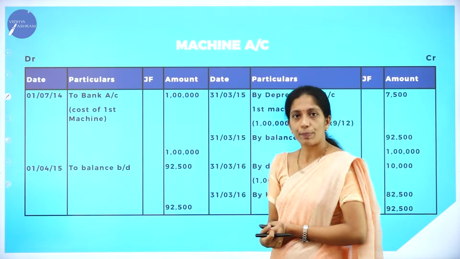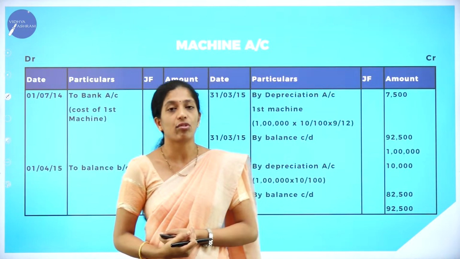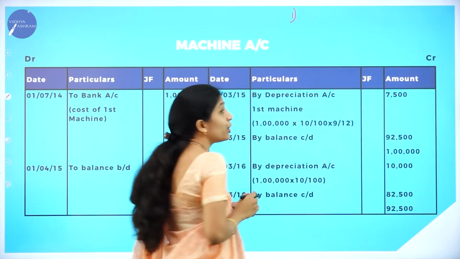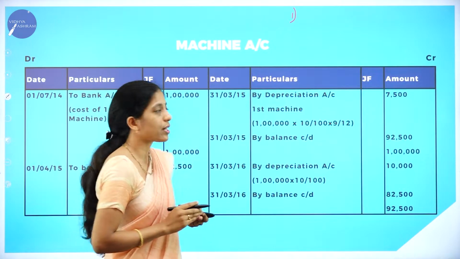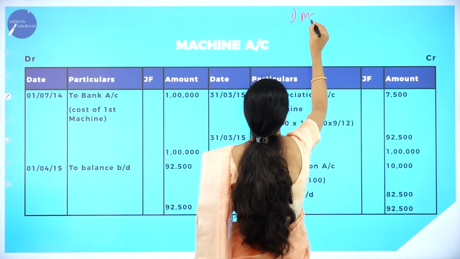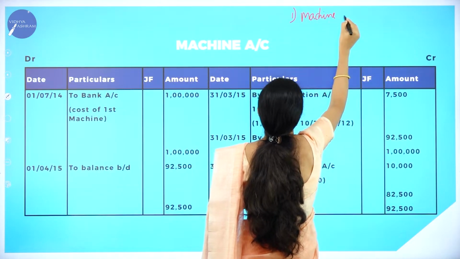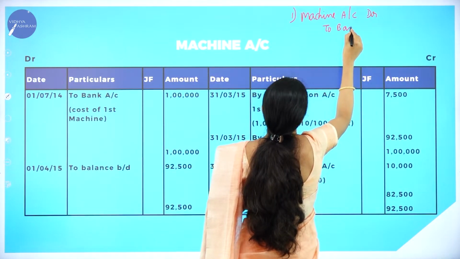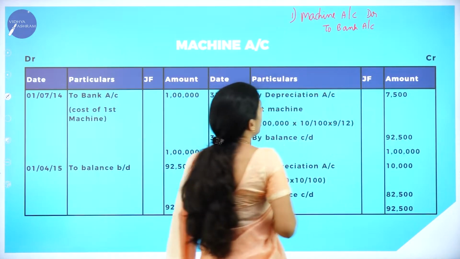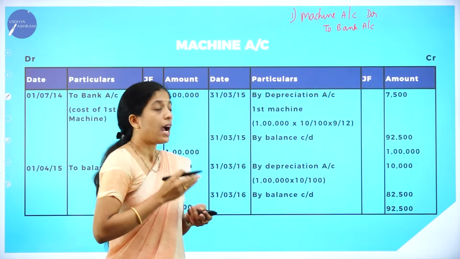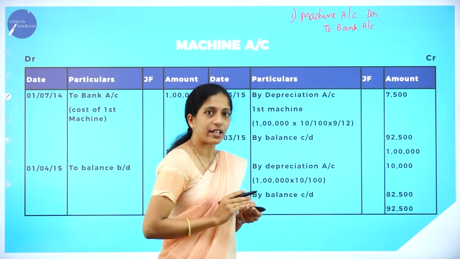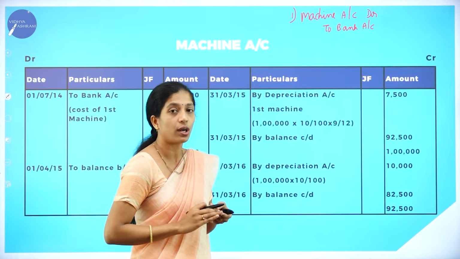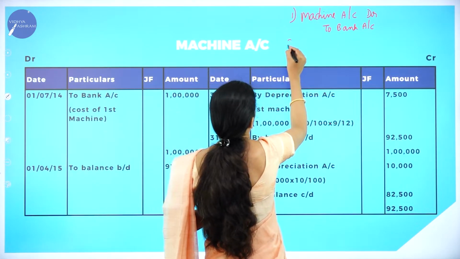Now first we are going to prepare machine account. You know the journal entry for this. Now what is the first entry? So first entry is to purchase the machine. So what is the entry? Your entry will be machine account debtor to bank account. So this would be the first entry, for purchasing of machine. And you will record this entry only in the first year, because that machine will continue for all the years, correct? Until it has been sold, this machine will continue for all the years.